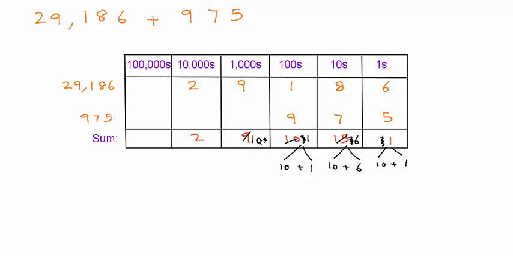But then again, we cannot have 10 thousands. That's not allowed. So we just add 1 10,000 to the 10,000s place. This changes to a 3, and we don't have anything under the thousands. So the final answer is 30,161. That's how you add numbers starting from right to left.